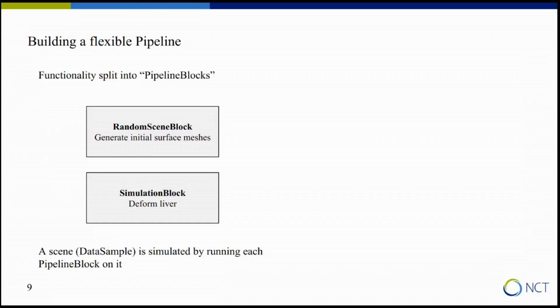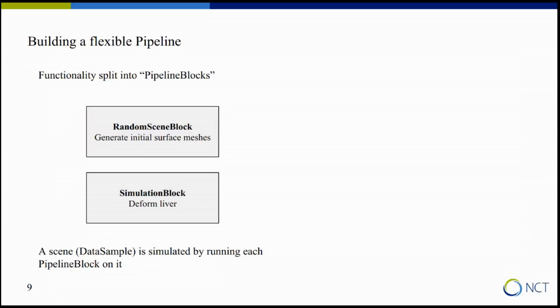So our goal is to build a relatively flexible pipeline for various applications in navigation. We split the functionality into what we call pipeline blocks. These are similar to VTK filters, for example. We've heard VTK a few times here. But I think they're a bit more general because, for example, the random scene block would call Blender internally. So we call separate third-party software components and then stream the results back into our system.